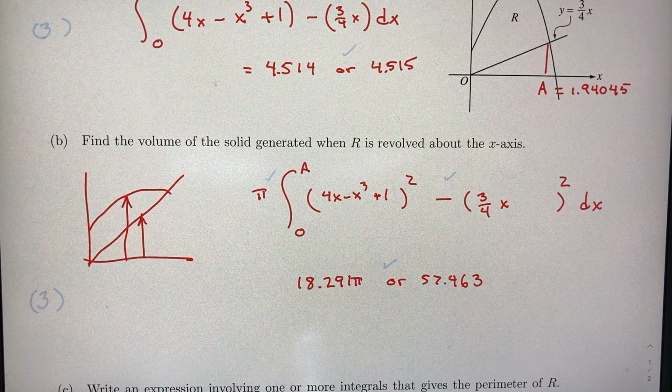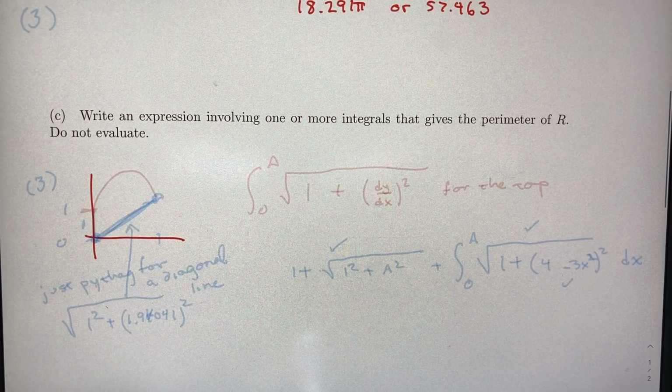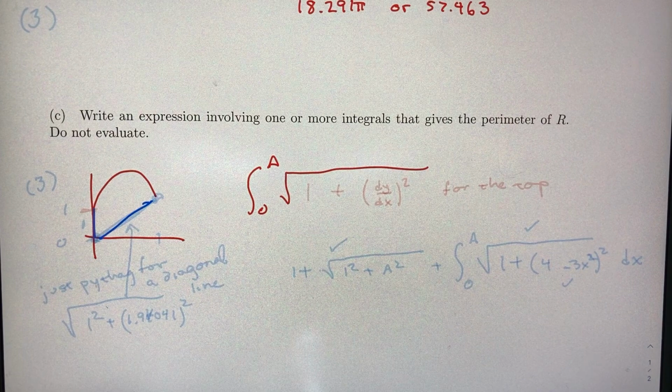Okay, perimeter. There are 3 chunks to this perimeter. Only one of them is arc length. That is the arc length part. But there's 2 other chunks. Let me color them in blue. This chunk and that chunk. Okay, so the arc length one is, and again, arc length in 1 dimensional is not dx dt squared. It's 1 plus dy dx squared.